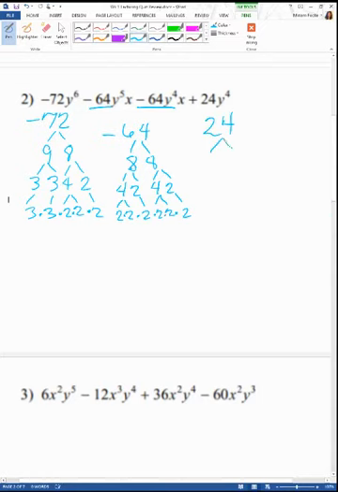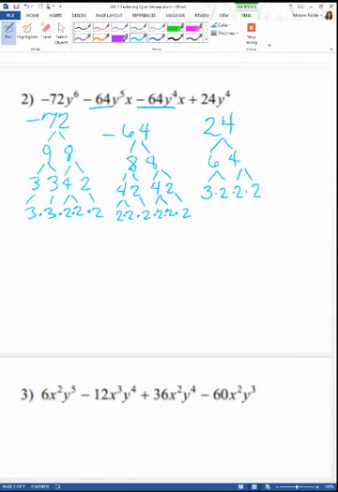24, you can use 12 and 2, but I'm going to do 6 and 4. You can use any of the factors, and you just keep going until you get down to your prime numbers. So 3 times 2 times 2 times another 2 is 3 times 2 is 6, 6 times 2 is 12, 12 times 2 is 24.